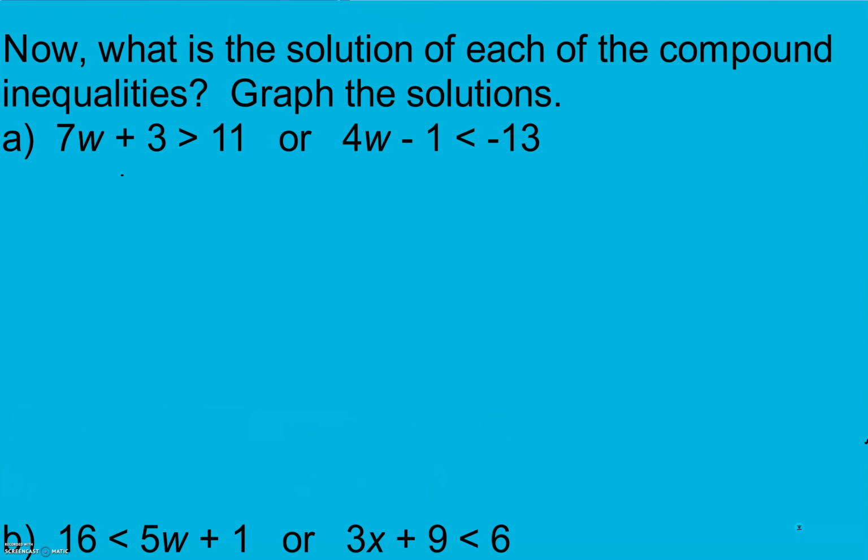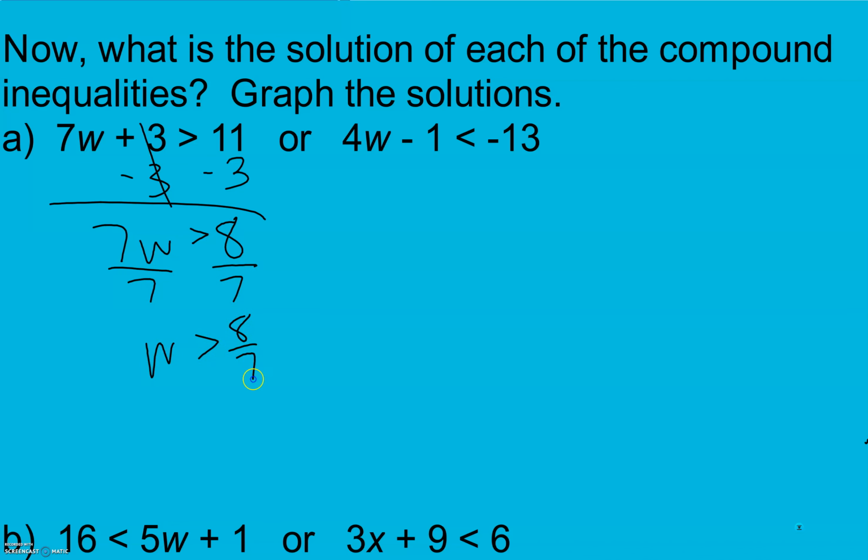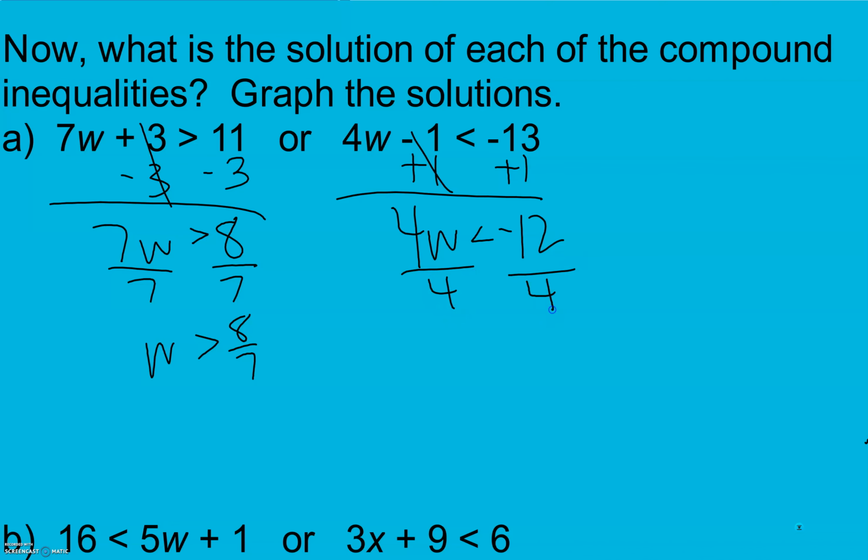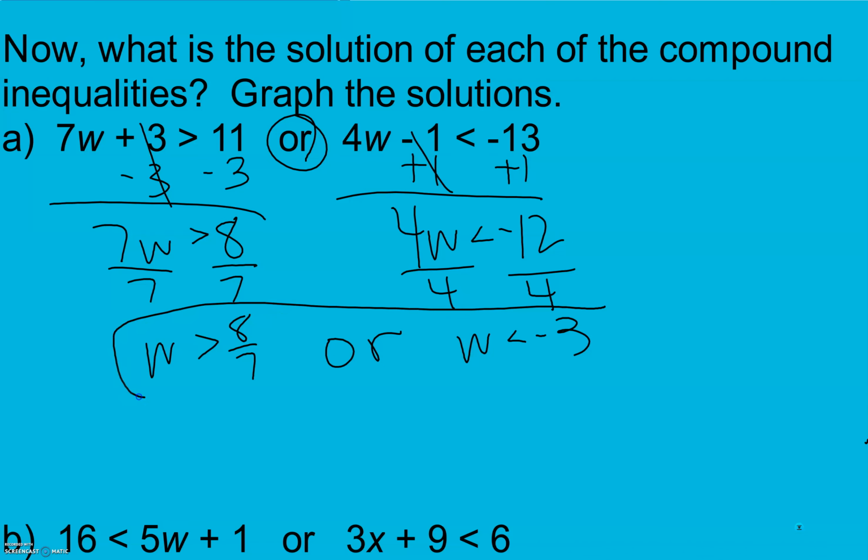First thing I'm going to do is solve each inequality for my variable. So W is greater than 8/7. Or W is less than -3. With ors, we can never ever write them as one single compound inequality like we did with ands where we combine them. We cannot do that with ors.